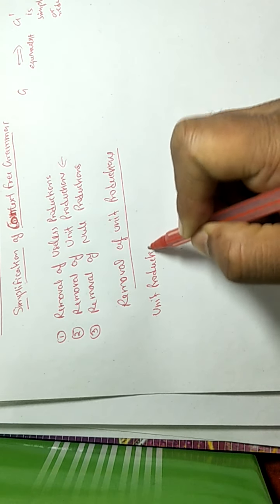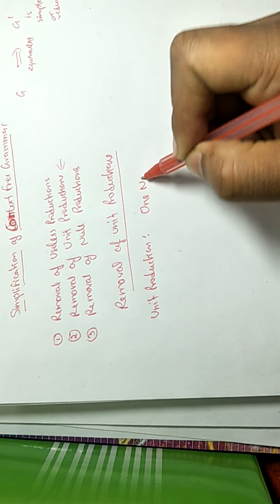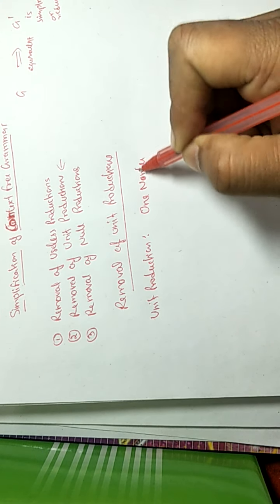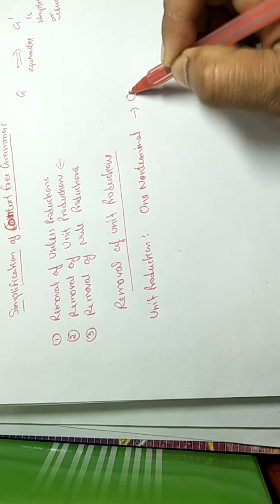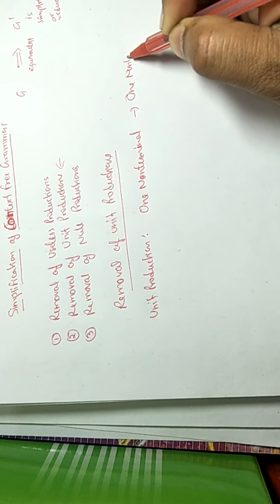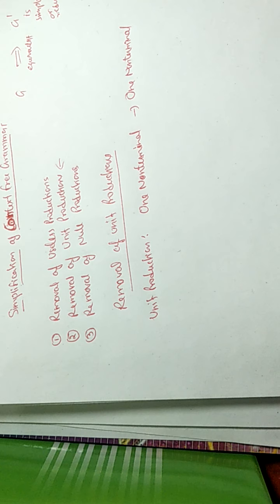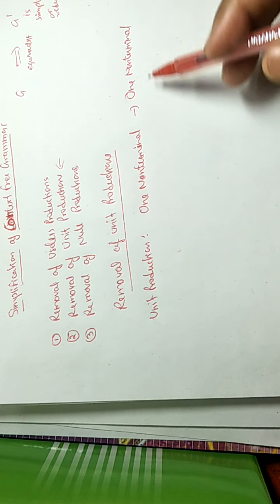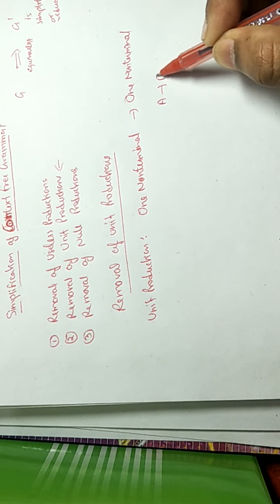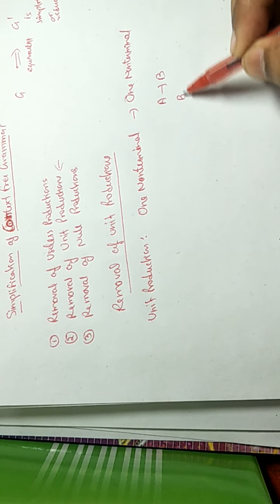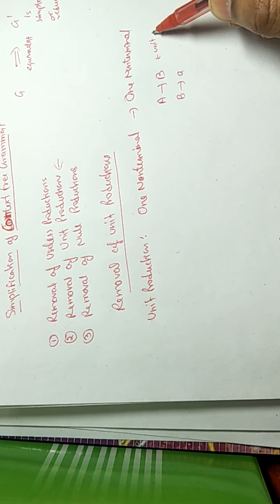A unit production means a production in which one non-terminal tends to one non-terminal. And why are we interested in removing this kind of production? Suppose we have a unit production A tends to B and we have a production B tends to A. This is a unit production and we want to remove it.